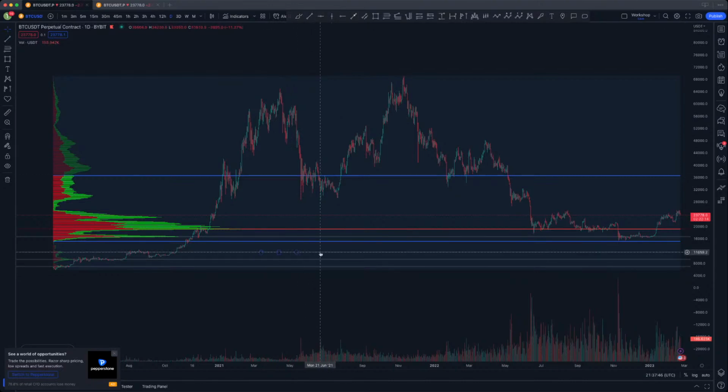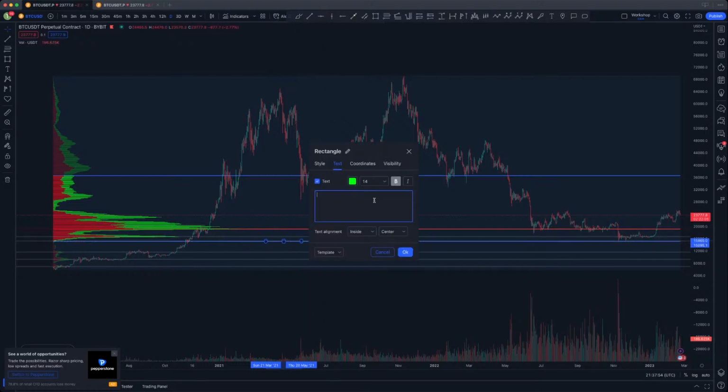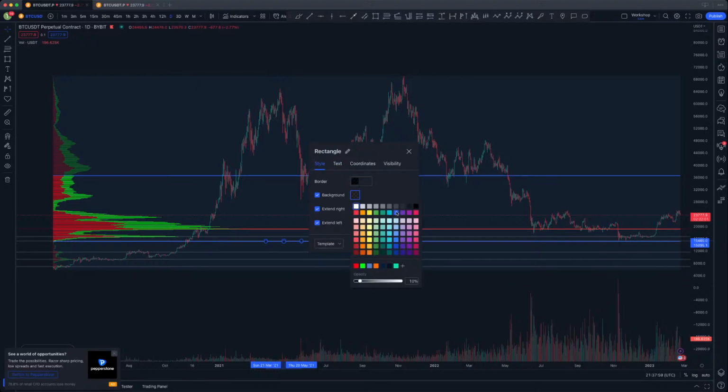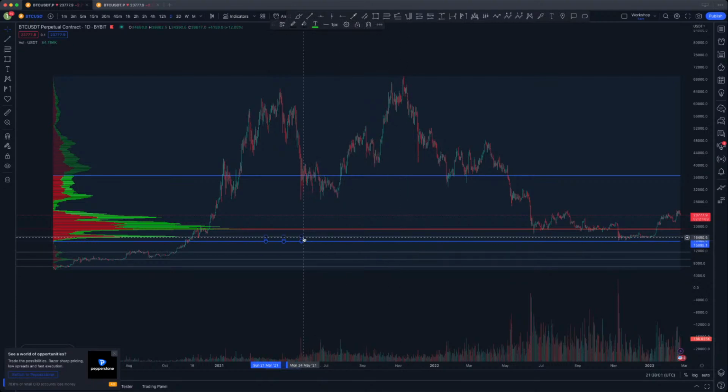So again, we just go Control C, Control V. I'm going to drag this one down to the value area low. I'm going to color this one blue, like that. And then Control V, we carry on. Where's the next peak? It's just there.